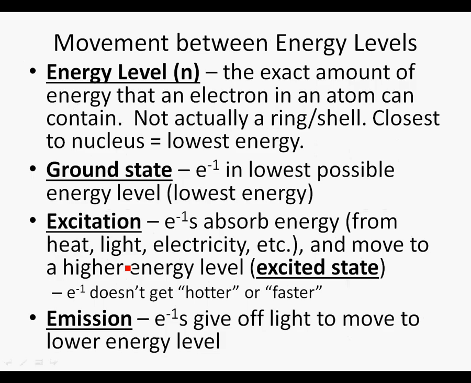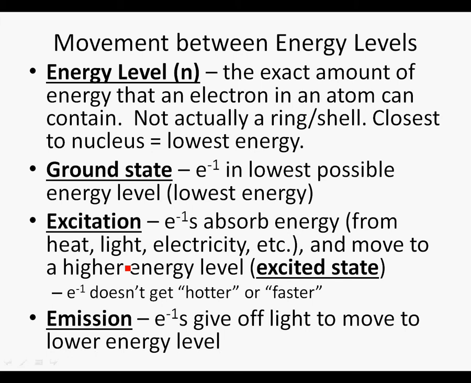And so what happens is different elements have different colors of light emitted because the spacing between their energy levels is different. It's unique in every element. All right. Energy level is the exact amount of energy that an electron in an atom can contain. It's not actually a ring. That's a really important point.